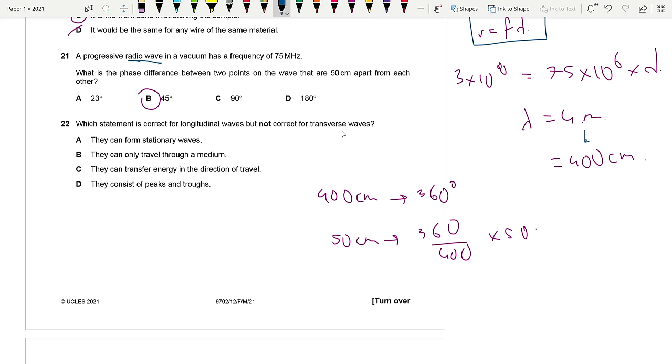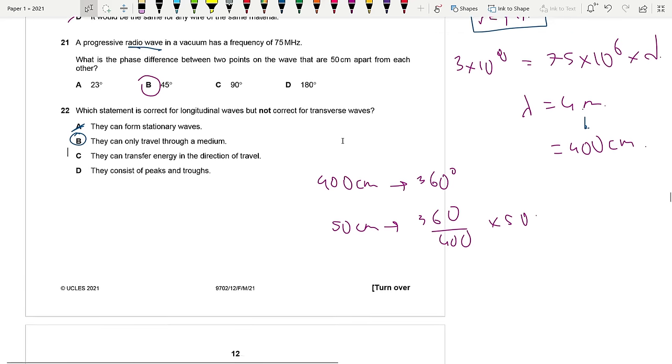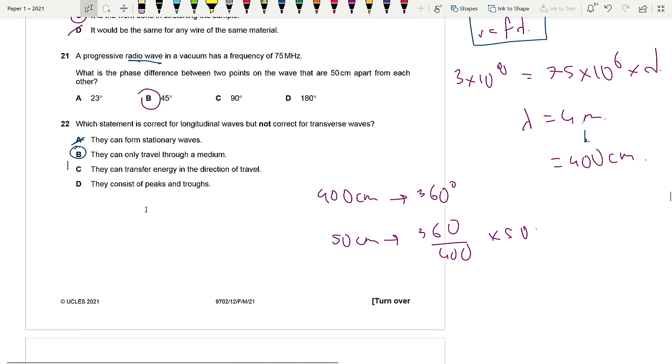Which statement is correct for longitudinal waves but not correct for transverse? They can form stationary waves. Wrong, both of them can. They can only travel through a medium. This is true. Transverse waves do not require a medium to travel, okay? Peaks and troughs, this is correct for transverse waves. And in C, this is correct for both.